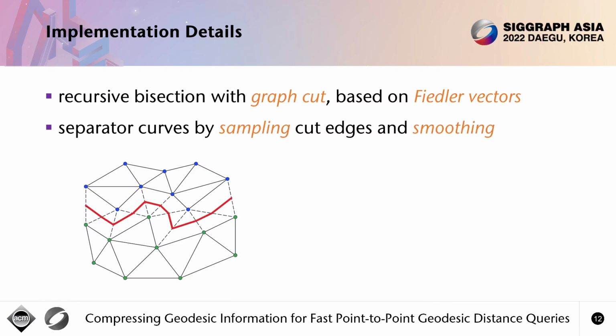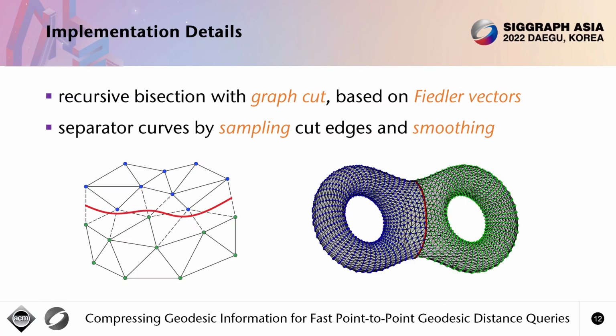And in order to then find the corresponding separator curve induced by this graph cut, we first sample all the cut edges at their midpoint, connect them, and then apply some smoothing steps to make the separator curve a bit smoother. Here's an example where we do it for the double torus. In the first step, we split the surface along this separator curve, and in the next step we split the blue part again into these two parts, and so forth until we arrive at the level of leaf patches.